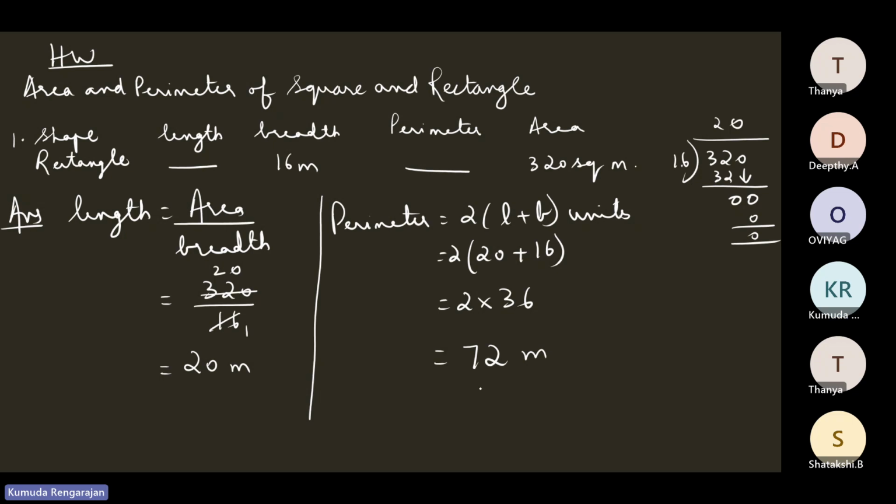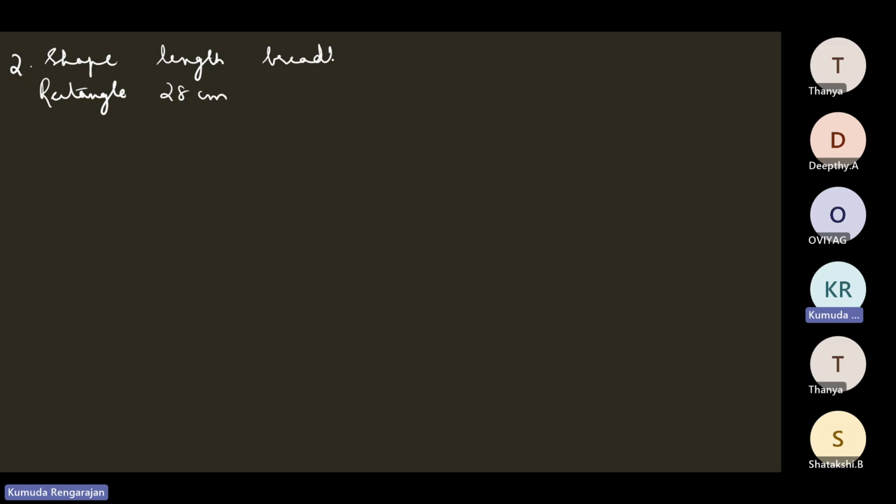The second one. So again, here the shape is a rectangle. Length of the rectangle is given to be 28 centimeters. Breadth of the rectangle is not given. Perimeter is given to be 70 centimeters, and area is not given. Area not known. All right, we'll have to find the breadth and area here.